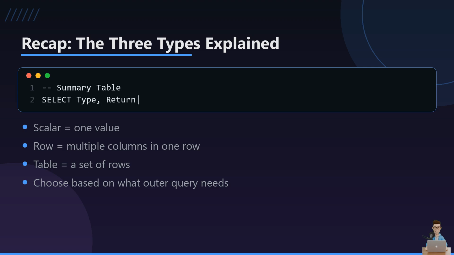So let's recap the core concepts we covered today. A scalar subquery gives you one single value for comparison or assignment. A row subquery returns a specific row with multiple columns to match against. A table subquery feeds a full set of rows into your main query logic. Choose your type based on what result the outer query actually needs. In short, match the query type to your logical goal.